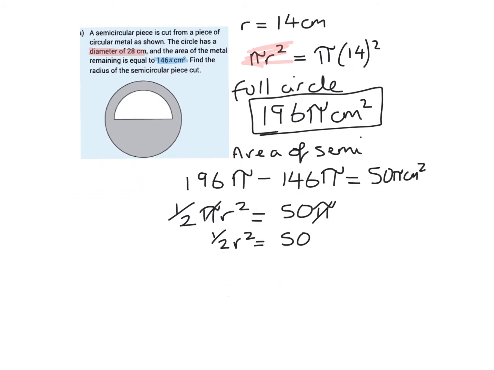I can then divide both sides by a half, or if I flip that, I'm going to get r squared is equal to 100. So that's just dividing both sides by a half to cancel out the half in front of the r squared. And as we know then, r is equal to 10 if r squared is equal to 100. So that's going to be the radius. Remember to put in your units of measurement, so radius is equal to 10 centimeters.